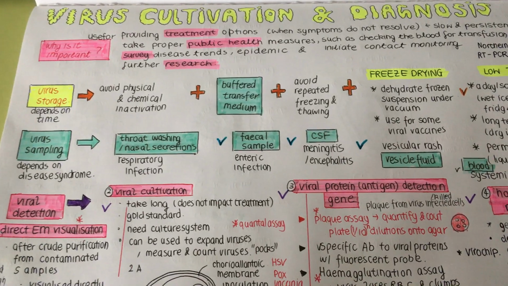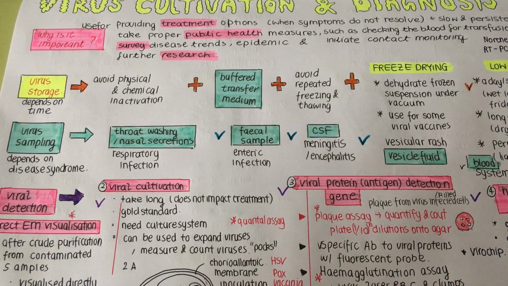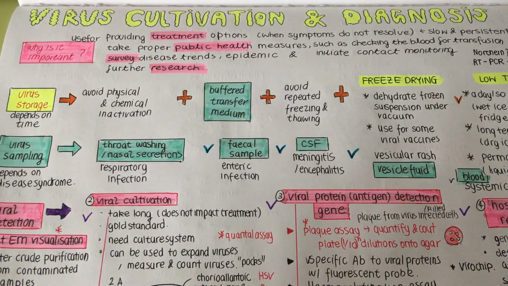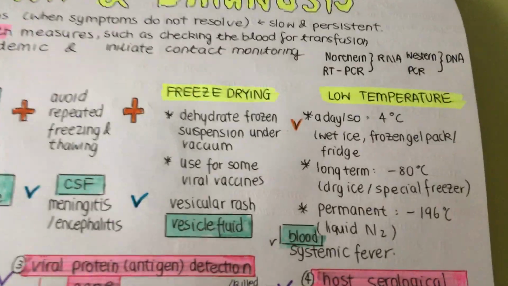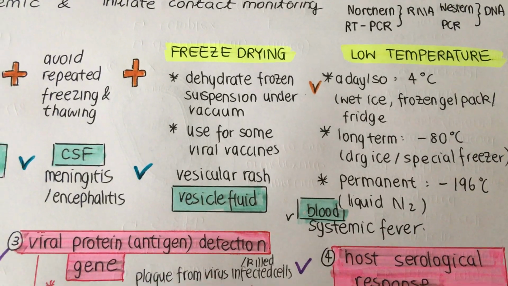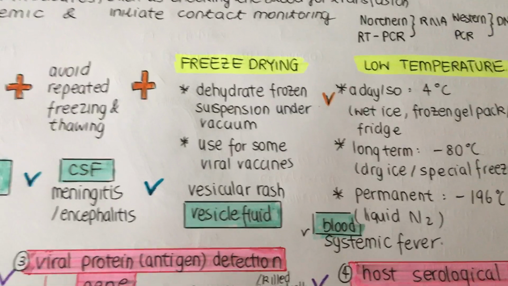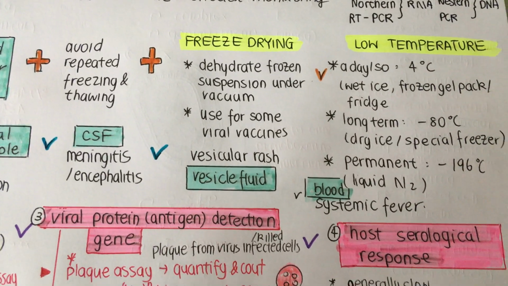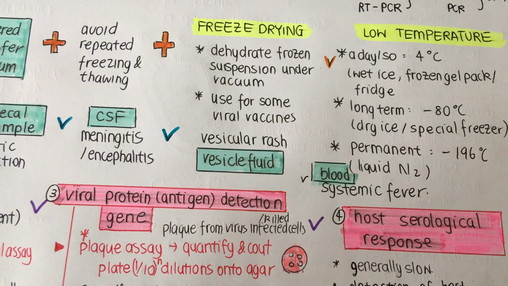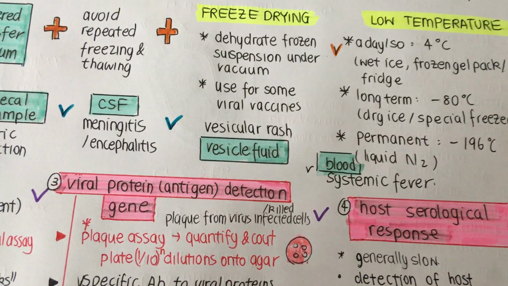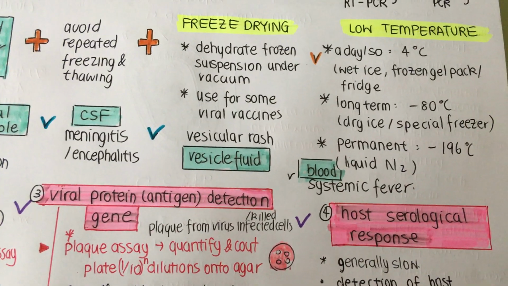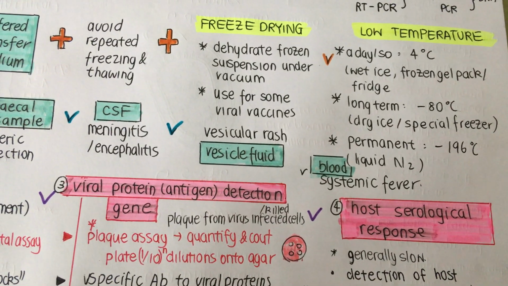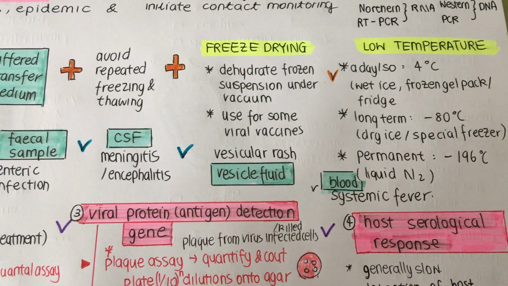You can store viruses in a number of ways. And these methods depend on how long you want to store them for. If it is at 4 degrees on wet ice, frozen gel pack, or in the fridge, then you are looking at storage length about 1 day. If you want something more long term, you can try dry ice or a special freezer set at -80. If you want a permanent storage option, you're looking at liquid nitrogen around -200 degrees.